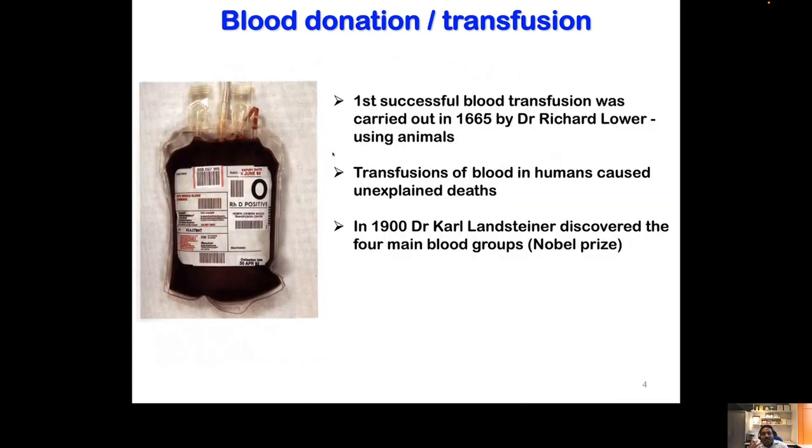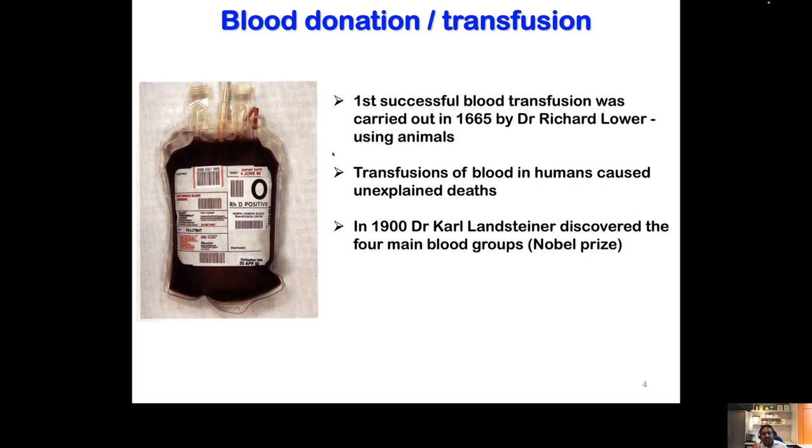So what is the history about blood transfusion and blood donation? The first successful blood transfusion was carried out in 1665 by Dr. Richard Lower, using mainly animals. They collected blood from animals, infused into humans, and then watched what happens. These transfusions of blood in humans caused unexplained deaths. There were lots and lots of deaths happened because of these inappropriate transfusions. And then later, only in the late 18th and 19th century, Dr.